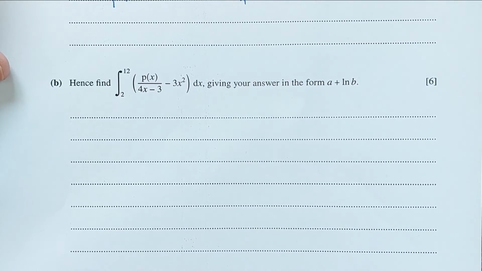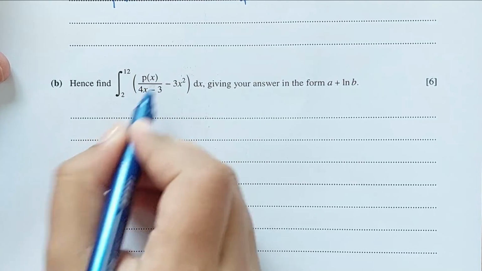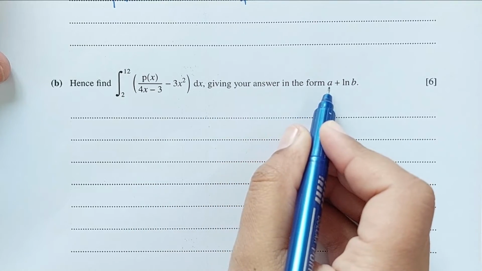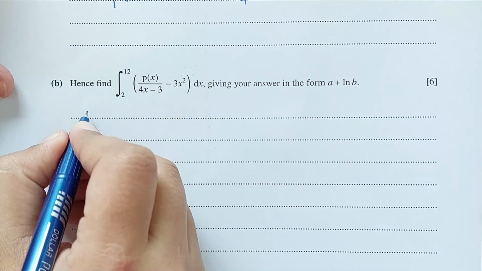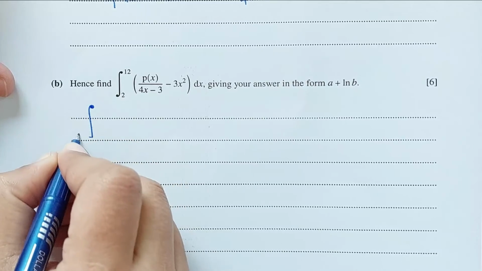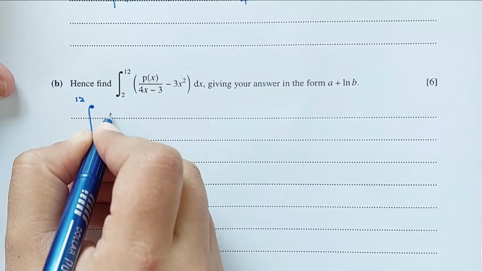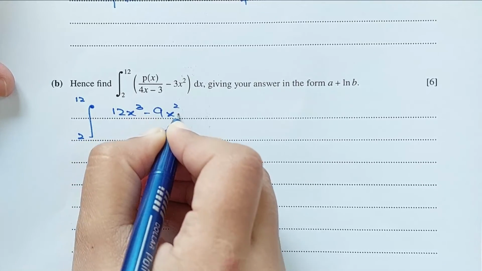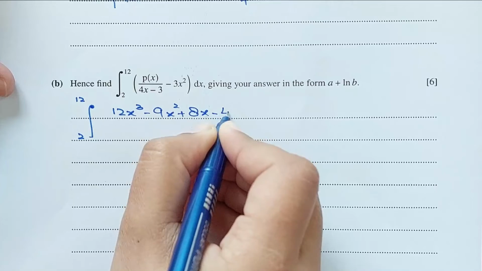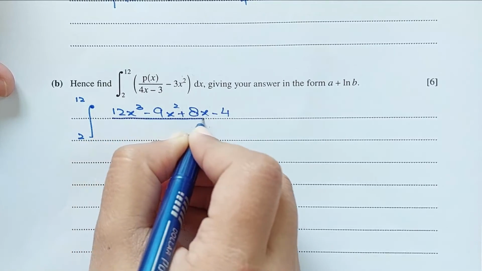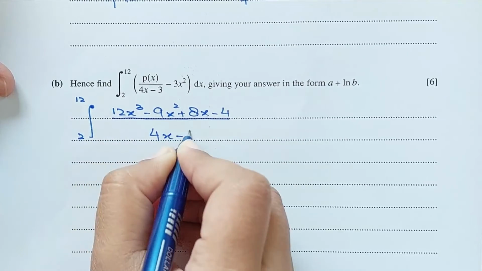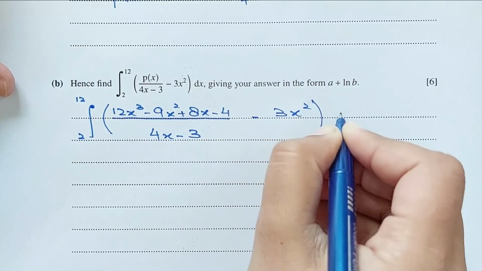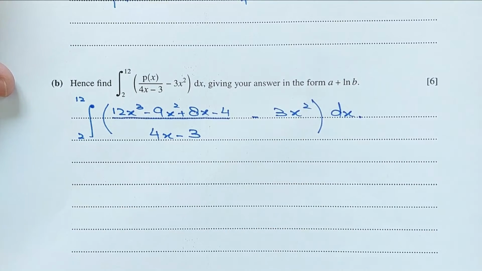Now for part B, hence find the integral of the polynomial over 4x minus 3 minus 3x squared dx, giving your answer in the form a plus ln b, right? We have the polynomial 12x cubed minus 9x squared plus 8x minus 4 divided by 4x minus 3, minus 3x squared, with respect to dx, right?